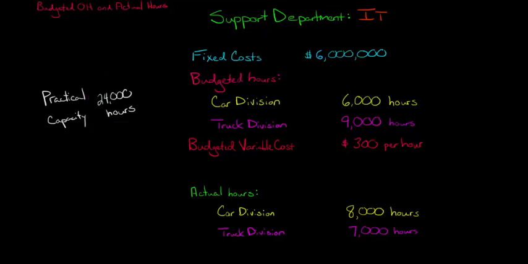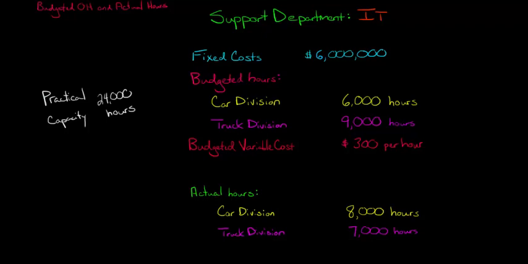Now, that's not getting into the variable cost. That's a different thing. The variable cost, we're budgeting $300 per hour. But just in terms of the fixed costs, we could provide, for the $6 million, up to 24,000 hours of service. So that's our practical capacity. That's the max capacity for this amount of fixed costs. So what we could do is we could take this fixed cost of $6 million and divide it by 24,000, and so then that'll give us an amount that we can then allocate.